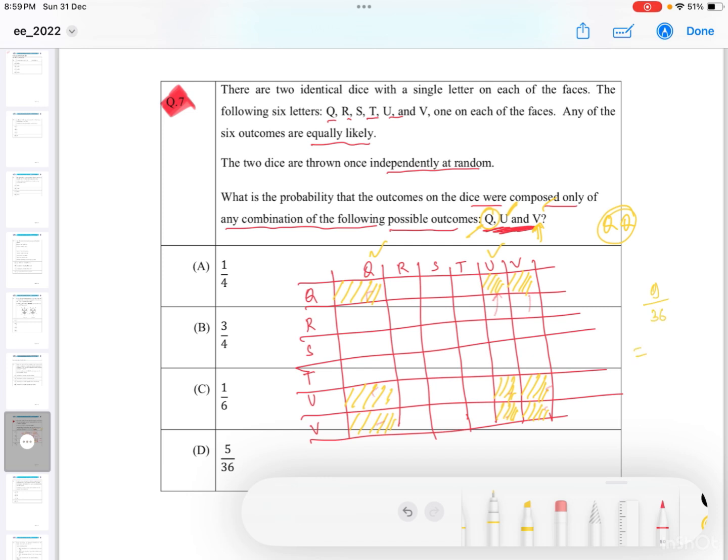That means the probability that we will get only these combinations, only from the Q, U, V, is 1 by 4. So the correct answer for this is 1 by 4.